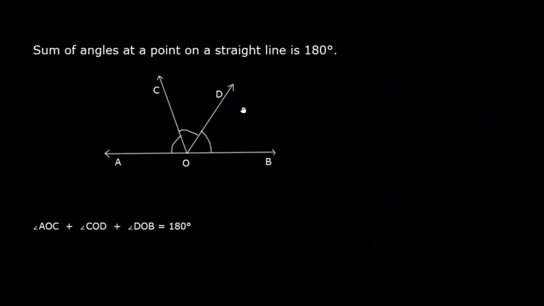Now if there are more rays on a straight line and there are more than 2 angles, then also their sum adds up to 180 degrees. Sum of angles at a point on a straight line is 180 degrees. So the sum of these 3 angles, angle AOC, angle COD and angle DOB, is 180 degrees. Let's try to do an example on this concept.